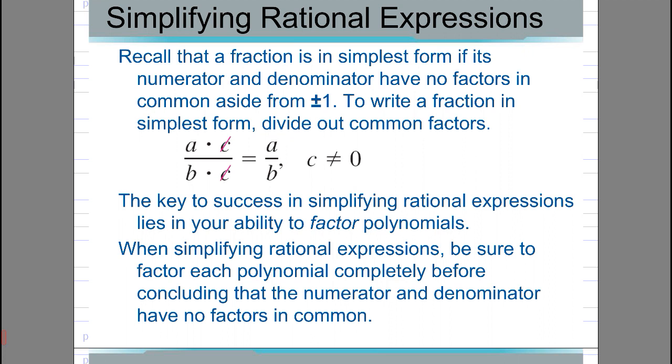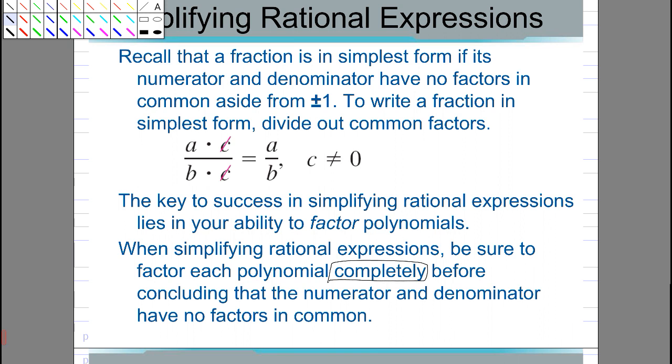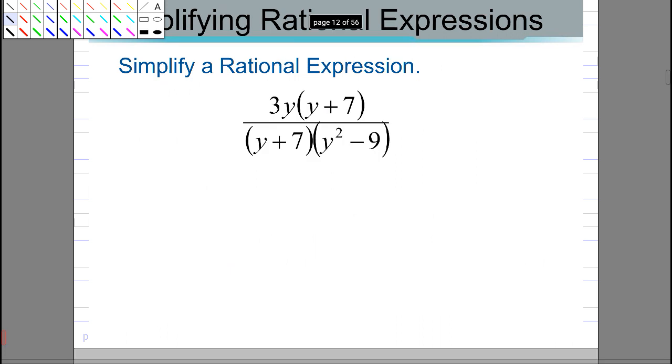So we're going to have to factor quite a bit. Okay, so you will be good at this if you can factor well. That's why we did factoring first. When you simplify, make sure to factor everything completely before concluding that it is done. There are no factors in common, so make sure you factor them completely. Okay, let's look at an example here. 3y times y plus 7 over y plus 7 times y squared minus 9.